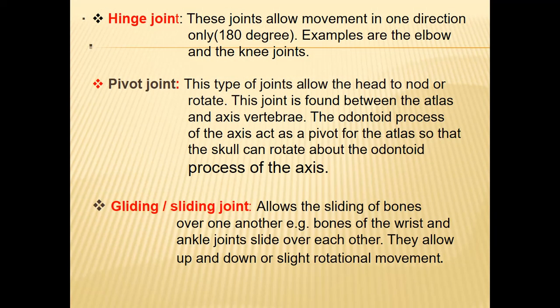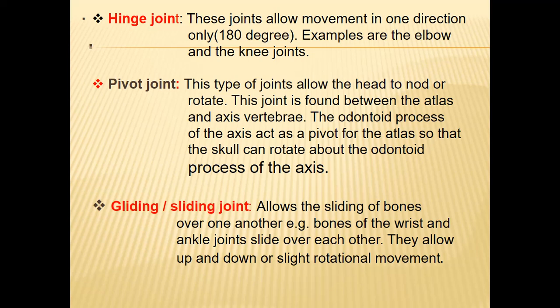Hinge joints. These joints allow movement in one direction only, that is 180 degrees. Elbows and knee joints are examples. You can only move your body upward, you can't move it downward, so it moves in only one direction.